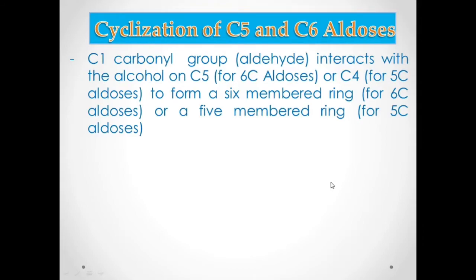While for pentoses, the monosaccharides that contain only 5 carbons, instead of carbon 5, carbon 1 will interact with carbon 4. This is for pentoses, those that contain 5 carbon aldoses. For hexose you will form a 6-membered ring, while for pentoses you will only form a 5-membered ring. So this is true for pentose and hexose sugars.